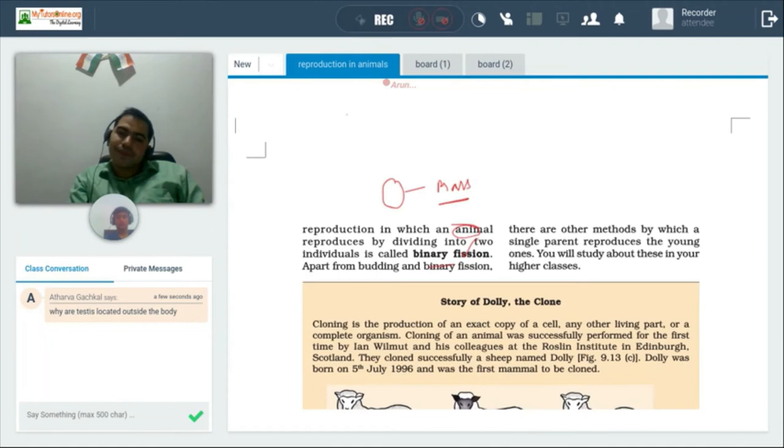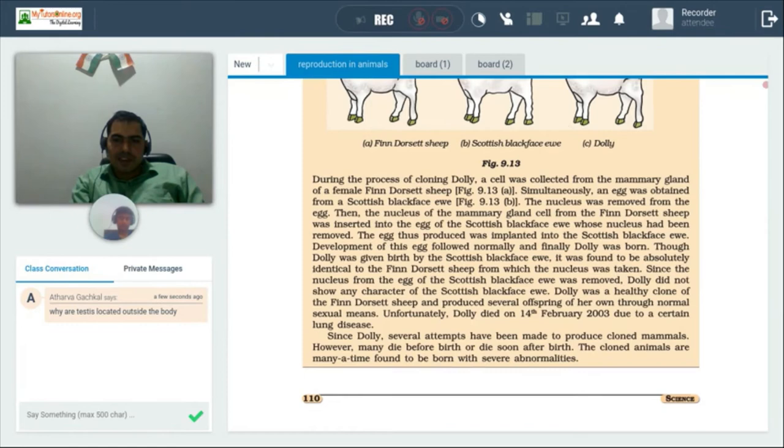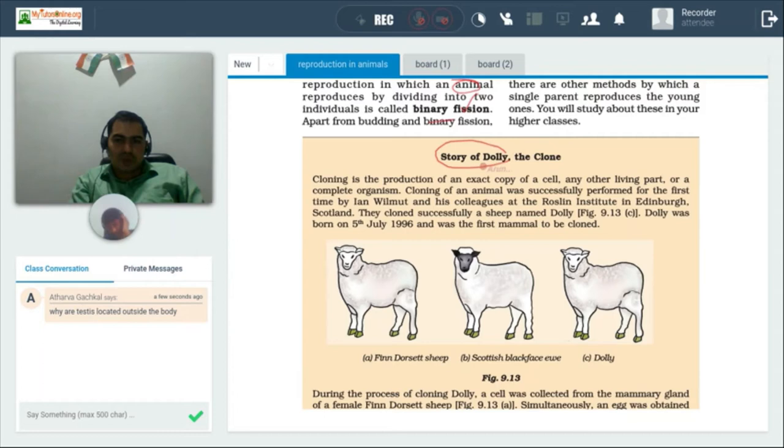Then let me give you certain more points, the extra information which is given in your book. See, there is the story of Dolly, the clone. What is the meaning of clone? Clone means when we create a copy of an organism, that is known as a clone. If I make a copy of myself, the same person like me, that will be called a clone. And the process involved in this is known as cloning.